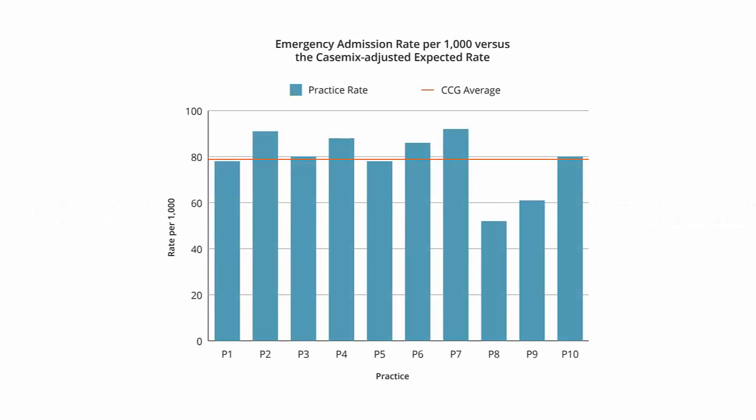The traditional approach to benchmarking, something like emergency admission rates, would compare GP practices to the CCG average. However, this takes no account of the differences in casemix between different GP practices, so doesn't reflect the impact of morbidity and multimorbidity on service demand.